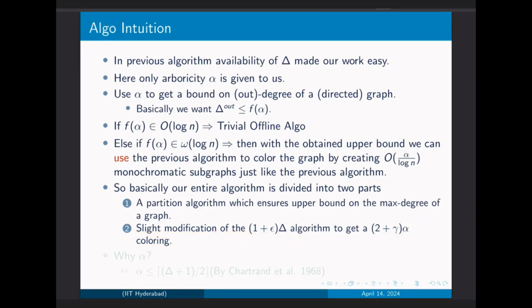Okay, so before moving on to the next slide, the question which comes is why alpha? You can see that this is a fairly old result by Gary Chartrand and some others in the late 1960s, and it says that alpha is a fairly small quantity compared to delta.